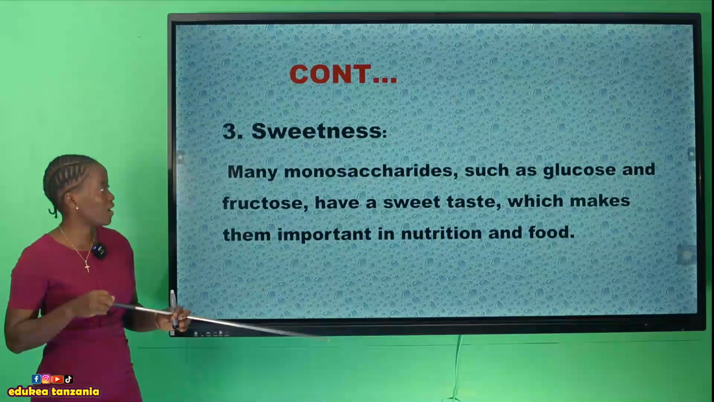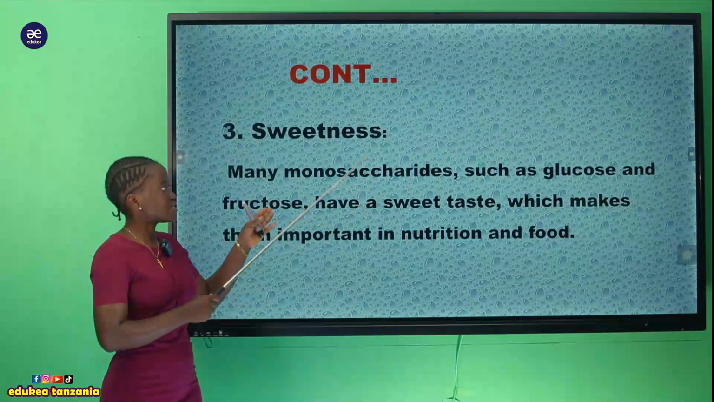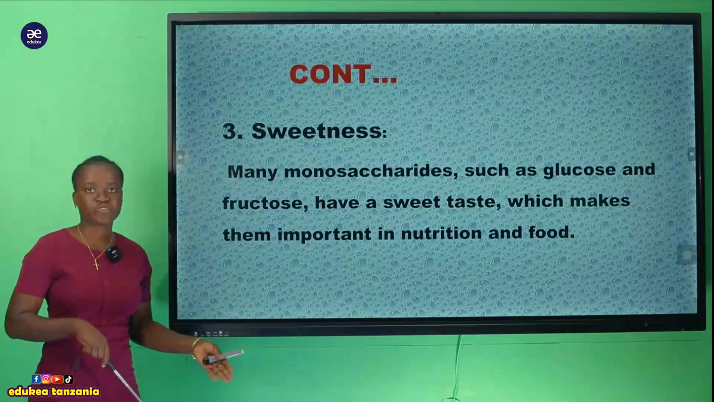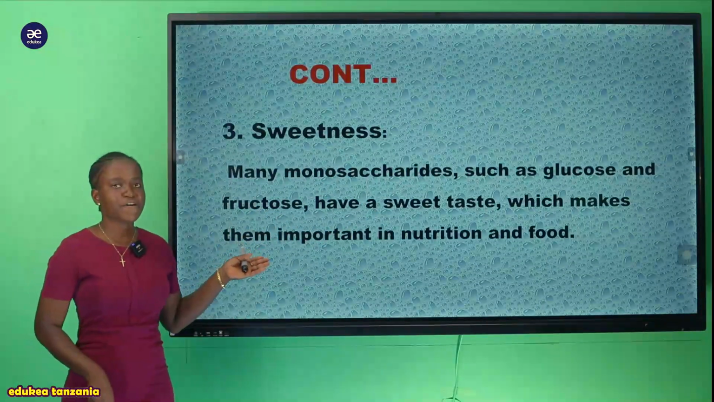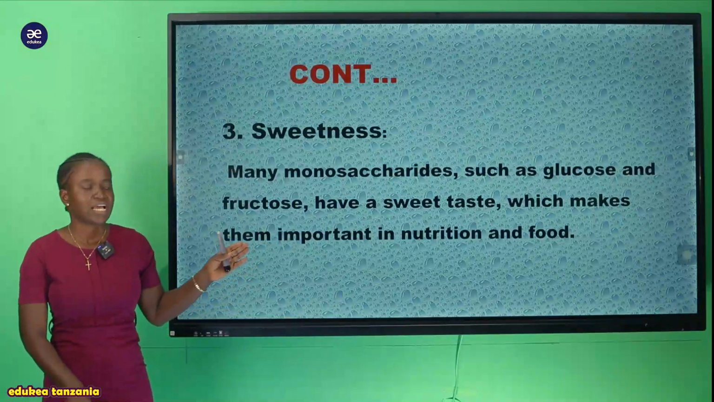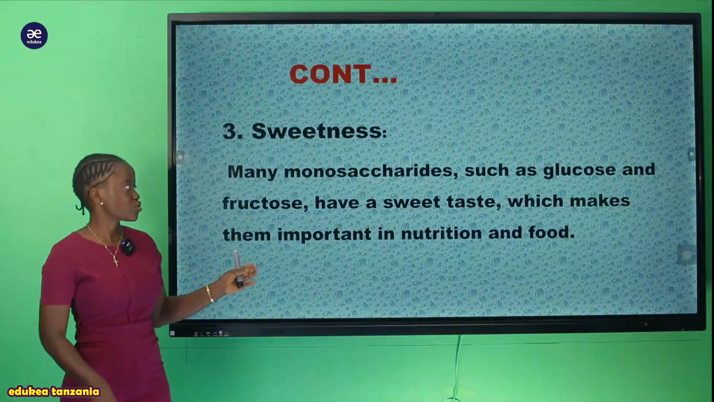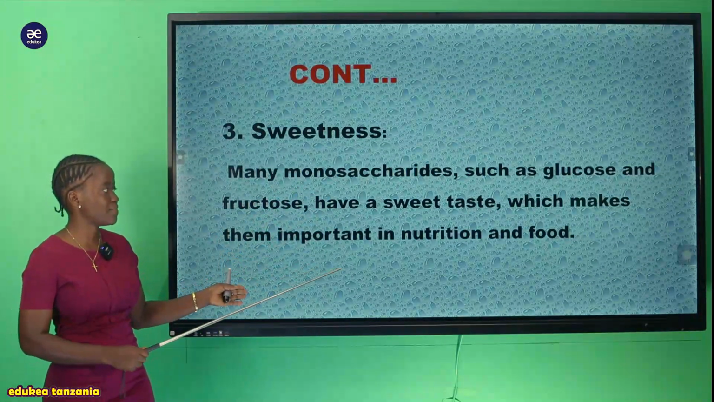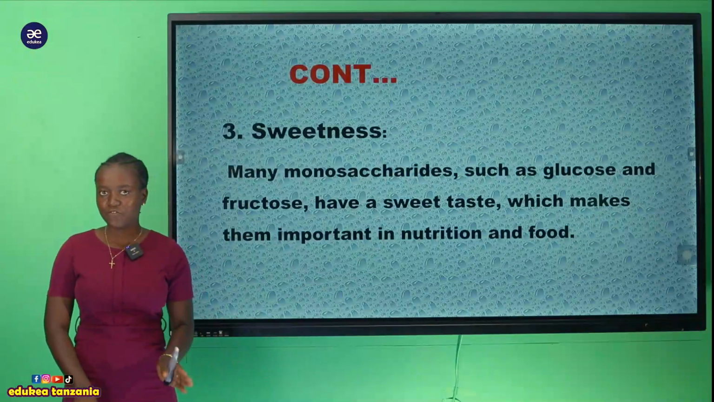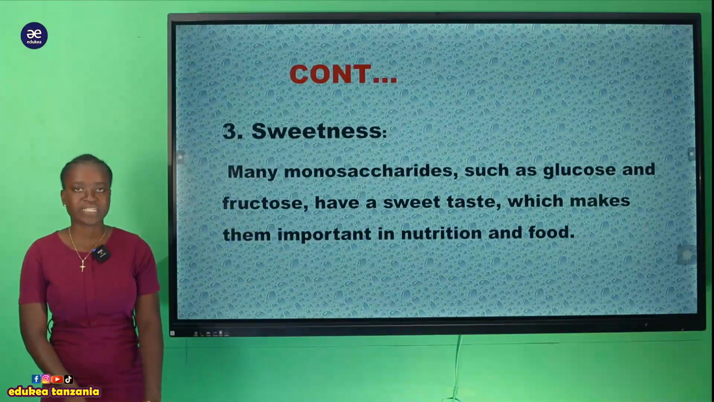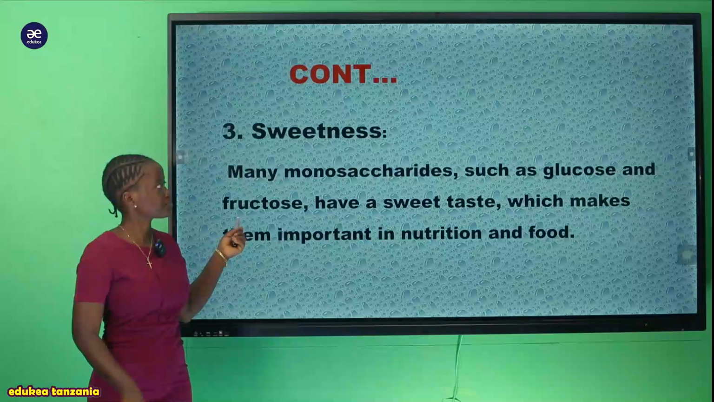So now we say that this brings about the property of the monosaccharide, that is the sweetness in taste. And due to their sweet taste, they are important in nutrition and food. So that is the property of monosaccharide.